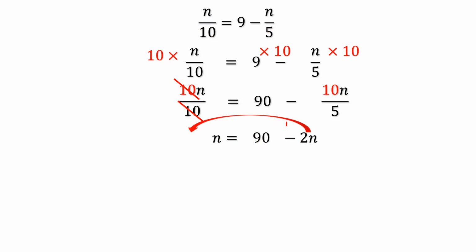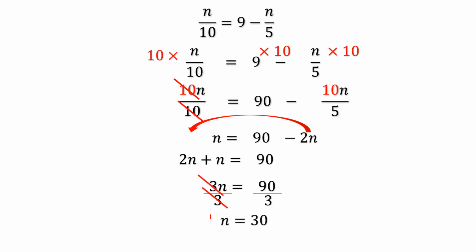So we're going to send the negative 2n over. When we send it over, it becomes positive. So it's going to be 2n plus n equals 90. We can add the 2n plus n. That gives us 3n. We divide both sides by 3, and we cancel out the 3s. So we are left with n equals 90 divided by 3, which is 30. So 90 divided by 3 is 30. So n is equal to 30. And so that's how we would do this question.